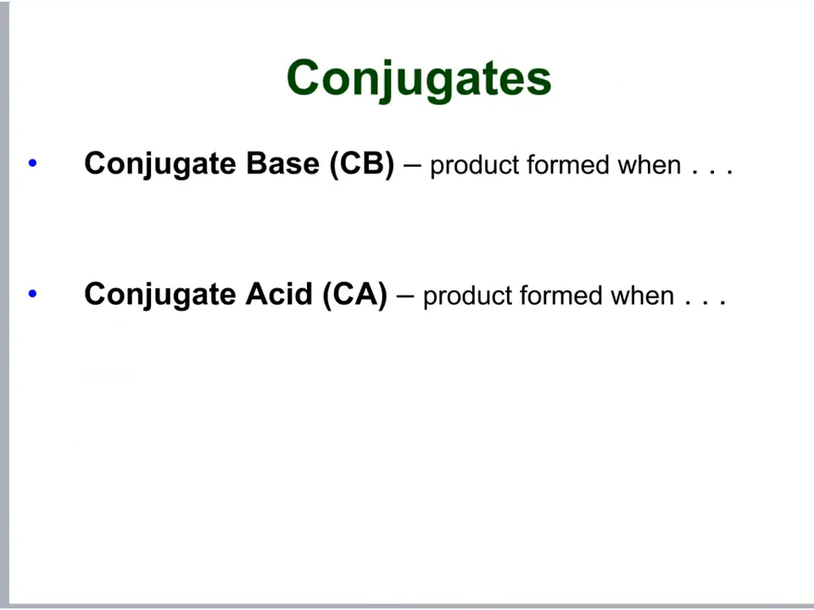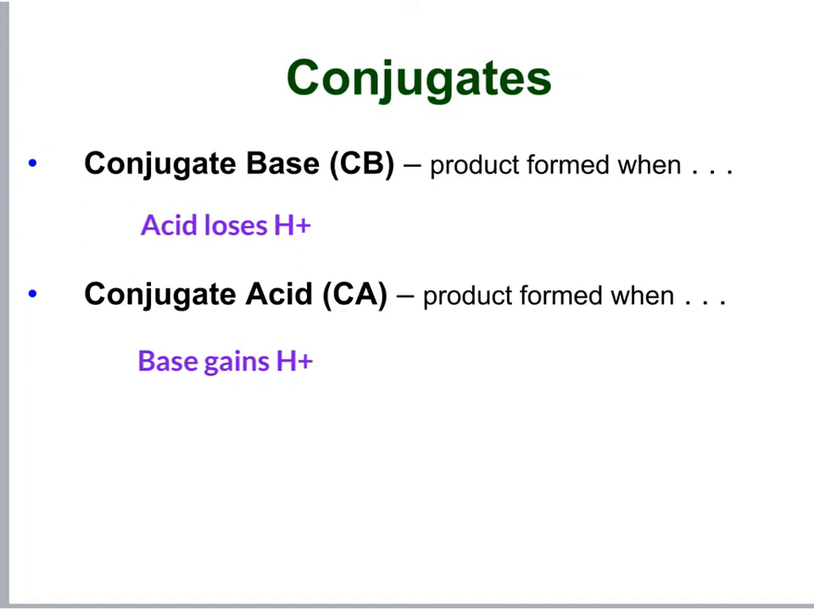So let's talk about conjugates. A conjugate base is the most important one that we'll see. This is the product that's formed when an acid loses the proton. That means that the conjugate acid must be what happens when the base gains a proton. The naming does seem a little bit switched, but it really does make sense when you look at it.